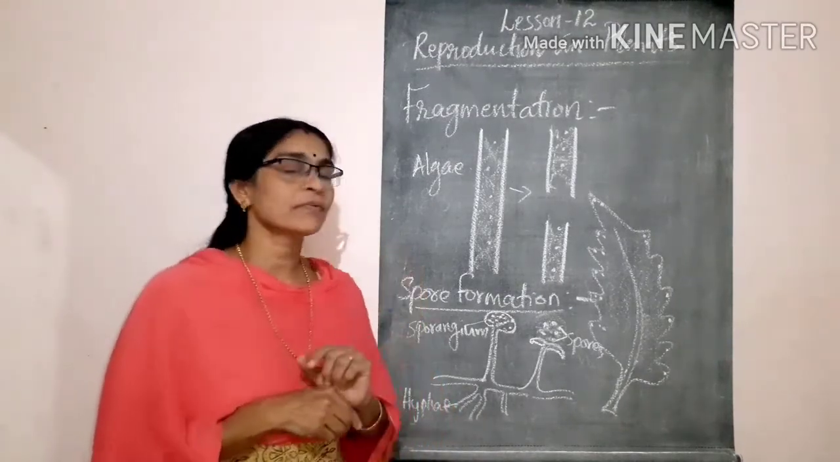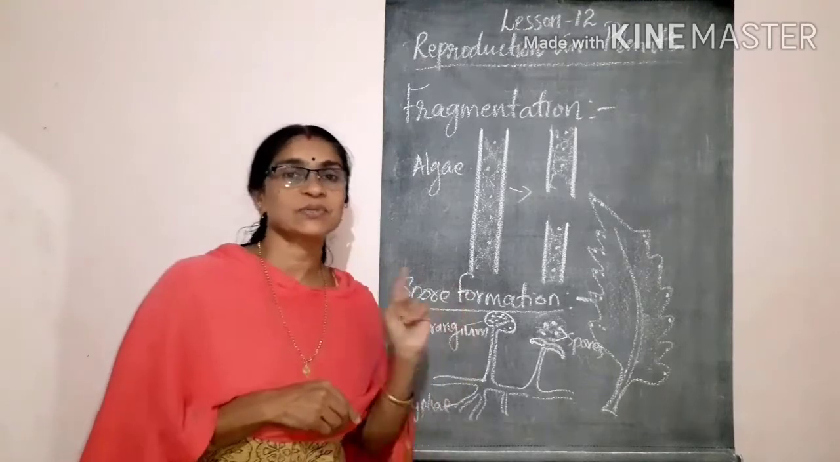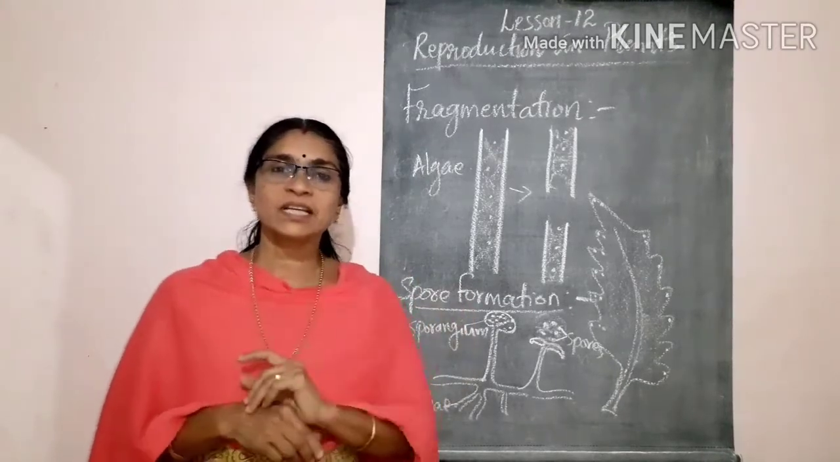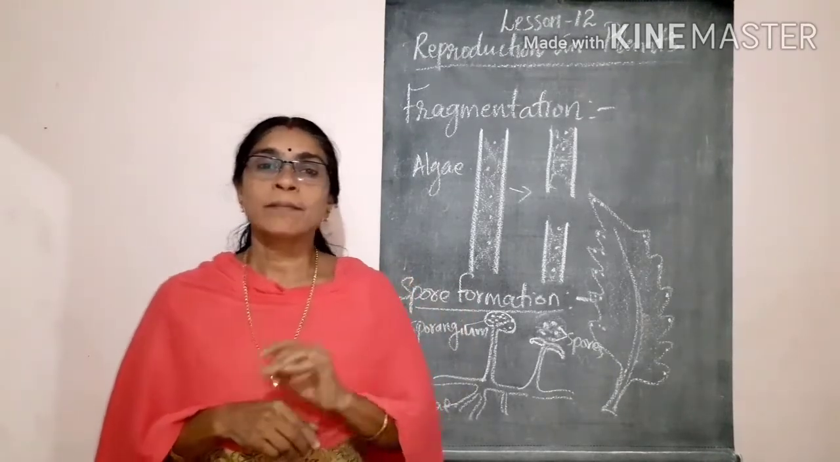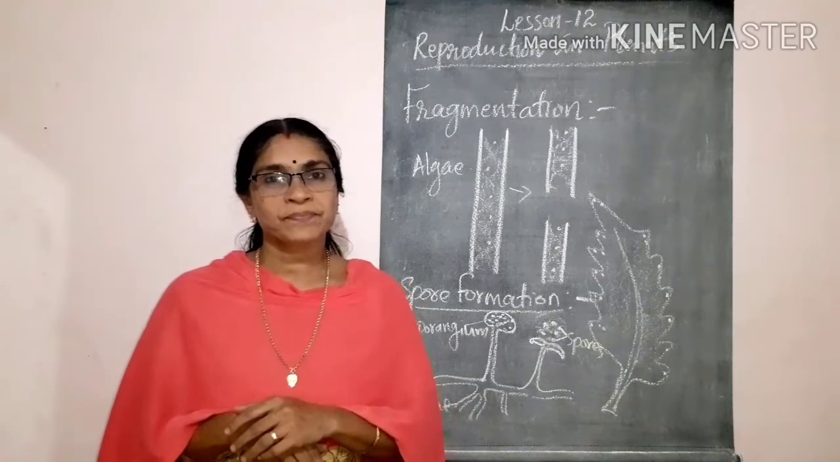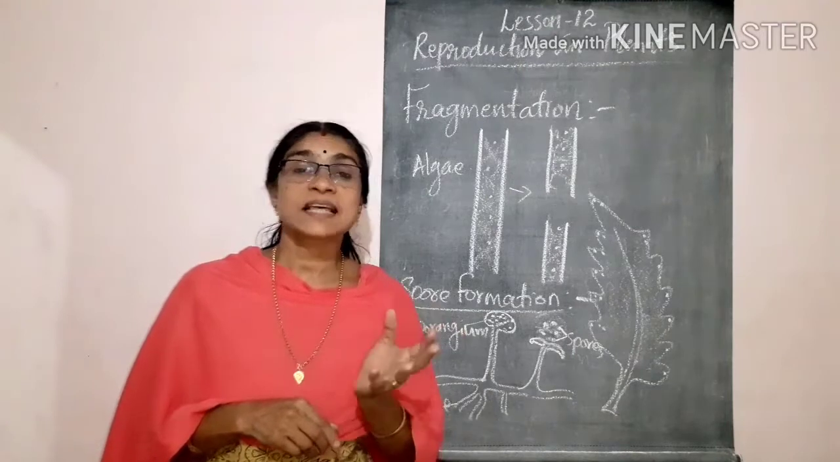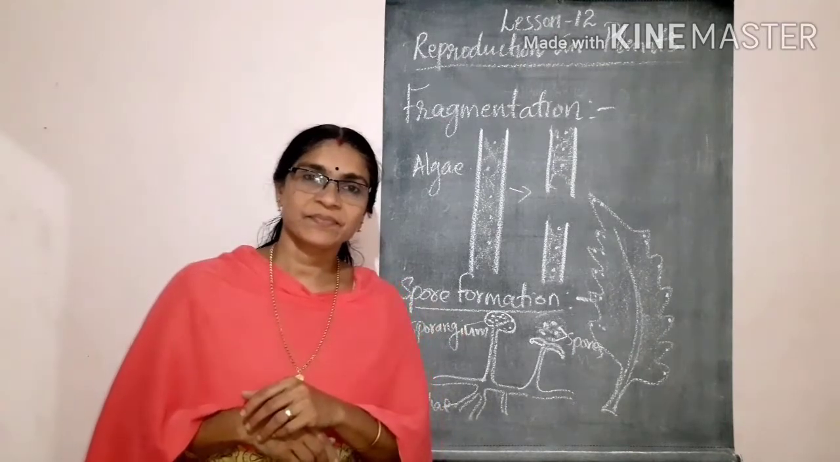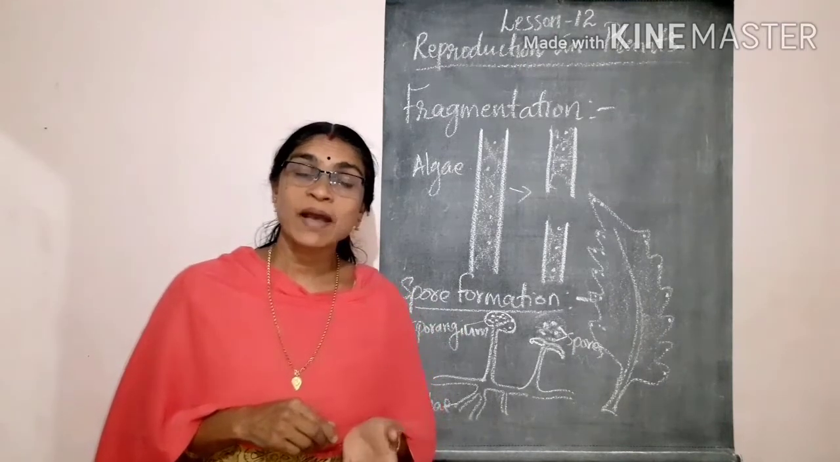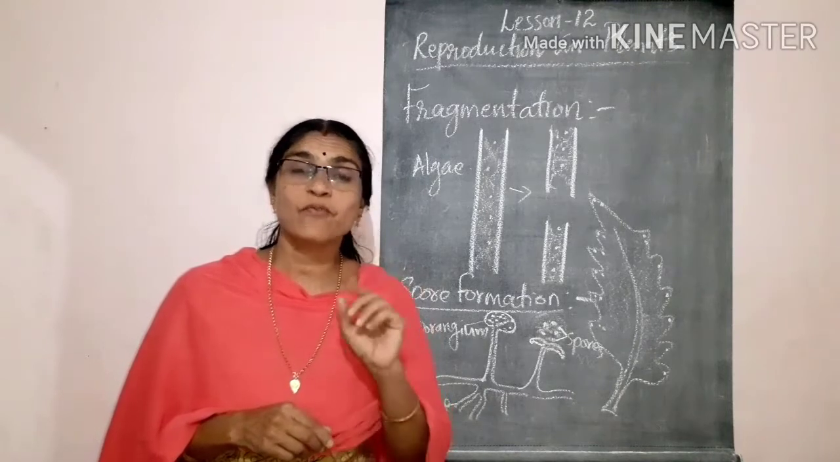The third type of asexual reproduction we discussed today is spore formation, which is very common among fungus. Examples are ferns and moss. They reproduce by spore formation.